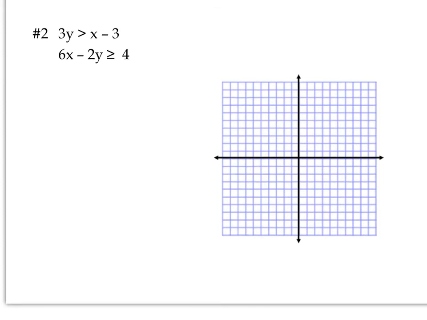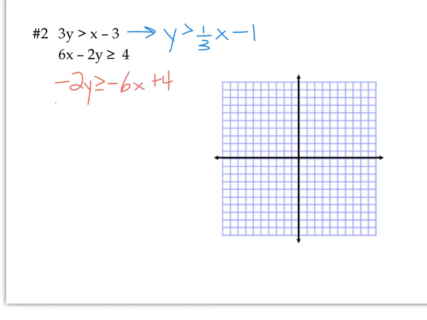So the first equation, if I take that and divide everything by 3, I'm going to get y is greater than 1 over 3x minus 1. Okay? X over 3, there's a 1 in front of that x, so that's why I get the 1 over 3. And then my second equation, if I subtract 6x on both sides, I'll have -2y greater than or equal to -6x plus 4.